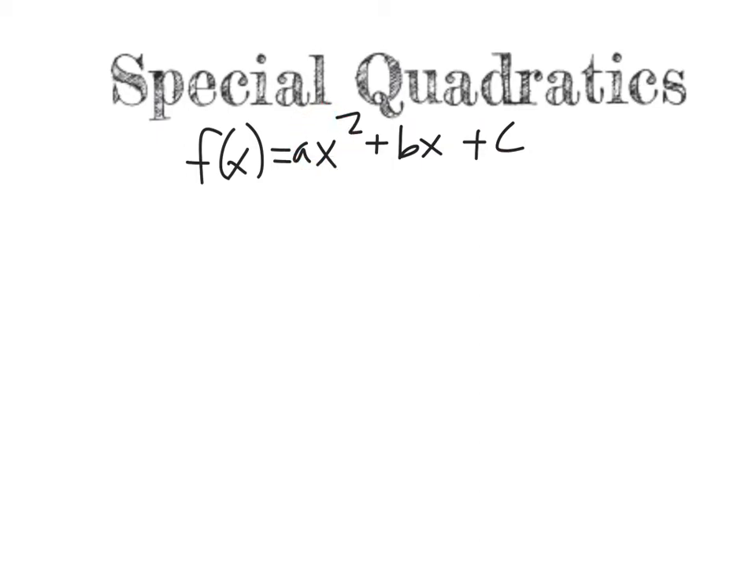It's still a parabola. It still makes the u shape, but by removing the bx term or the c term at the end, it changes it to a special case. And these are the two special cases we're dealing with. We have f of x equals, let's say, ax squared plus c, where we remove the bx. This could be plus or minus c. This could be a positive or negative c.